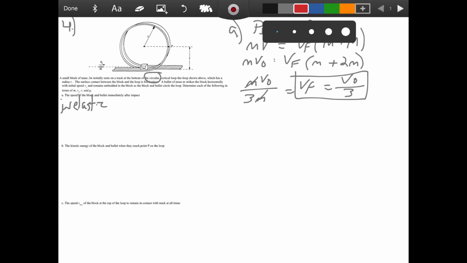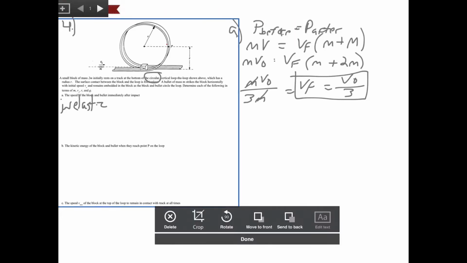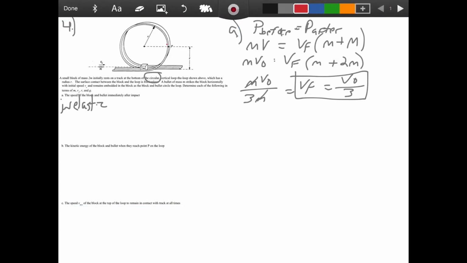So what are we looking for here? The kinetic energy of the block and bullet when they reach point P on the loop. Okay, so when we reach point P, it's important to note that that's halfway up. Well, it tells us here. So the height is going to be r. And if we think about at the very bottom of the loop, it has no height.